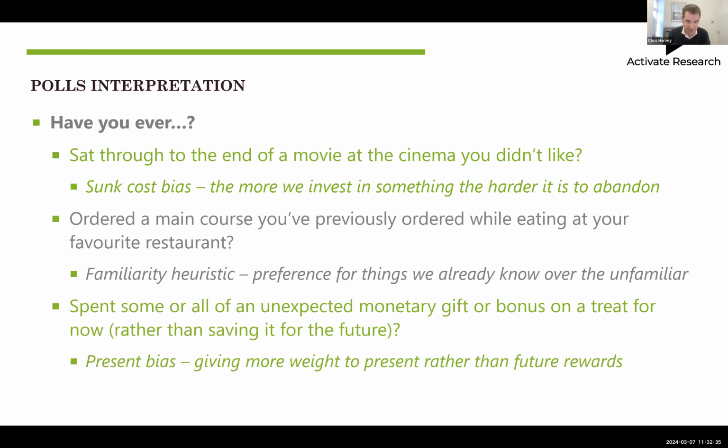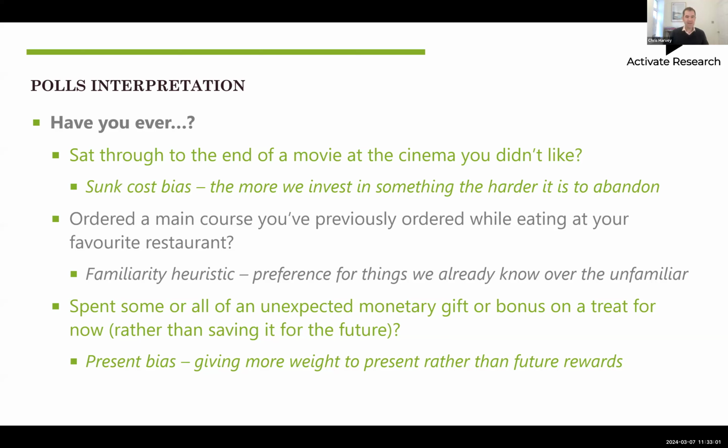And the final question, which again all of us owned up to, was that 100% of us had spent some or all of an unexpected monetary gift or bonus on a treat for now, rather than saving it for the future. And the behavioural economics explanation behind this is that we've been influenced by something called present bias, which is effectively where we give more weight to the present than to the future.